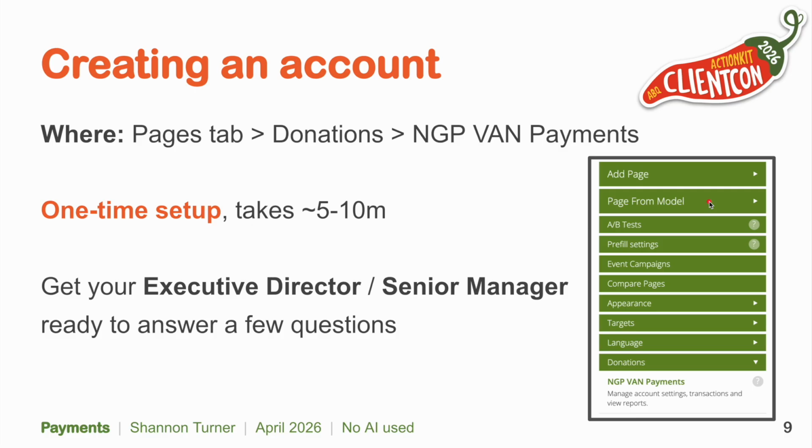Some of the questions that you may be asked may seem like sensitive financial information. Your executive director or other business representative will have to provide the last four of their social security number, for example. But remember, the reason why these questions are being asked is because you're taking people's money and putting it into your organization's bank account.